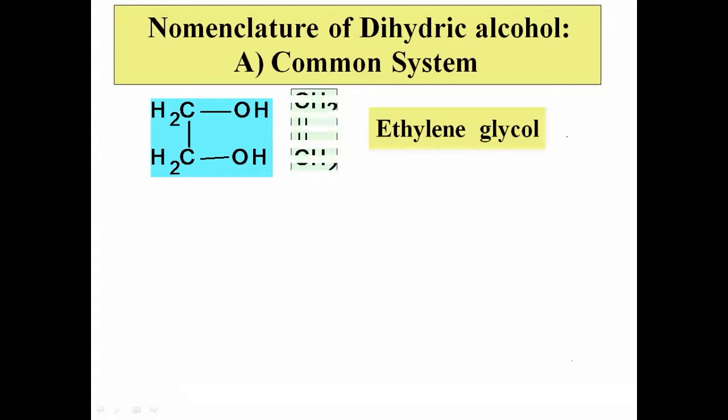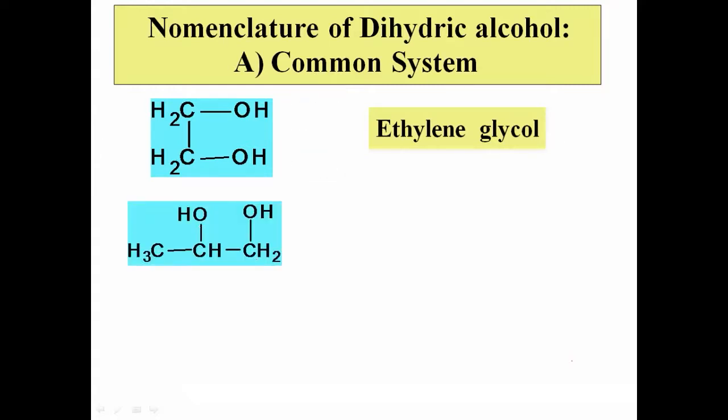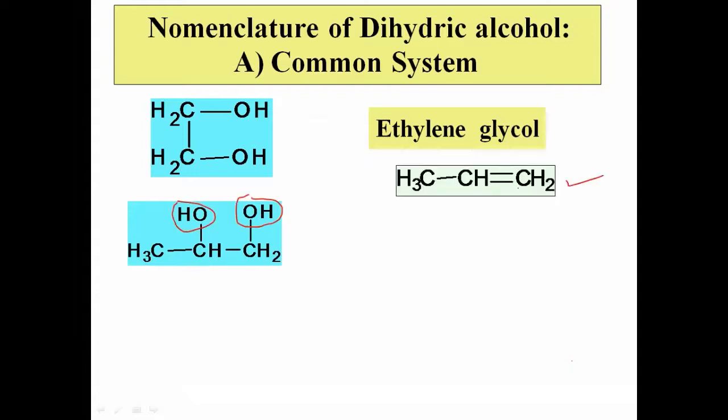Okay, now let us see one more example. CH3CHOH, CH2OH. This is also a dihydric alcohol, and here also two OH groups are present on the adjacent carbon. Now, what should be the name of the parent alkene? Yes, it is propylene. Just write the word glycol. Therefore, it is propylene glycol. Name of the compound is propylene glycol. Very simple.